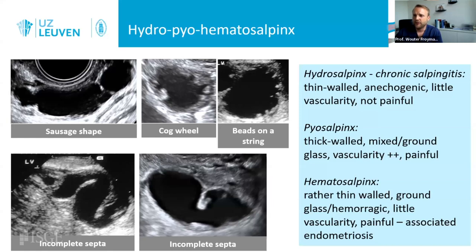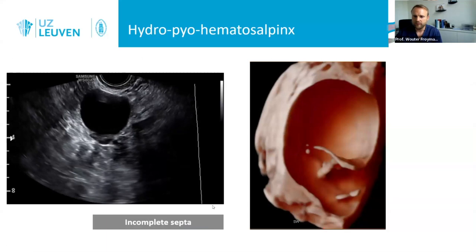So if it's a hydrosalpinx, you know the wall is thin. You can have pseudosepta. A pyosalpinx, you will have more mixed or ground glass content, a more dense content. The wall will be thicker. You will have more vascularity, and it will be painful. And in hematosalpinx, you might have ground glass content inside the tube, and that's often associated to endometriosis.